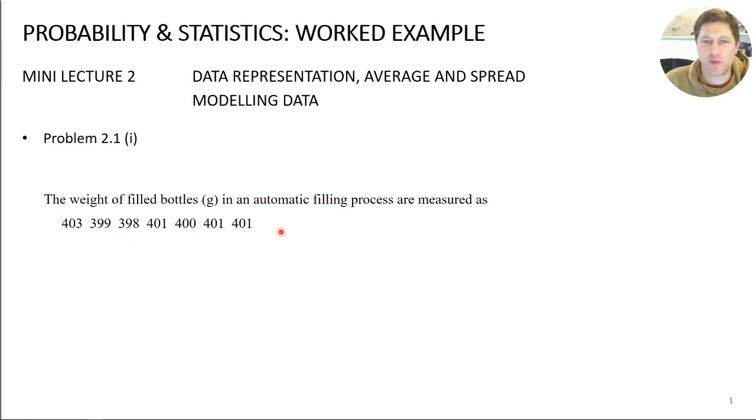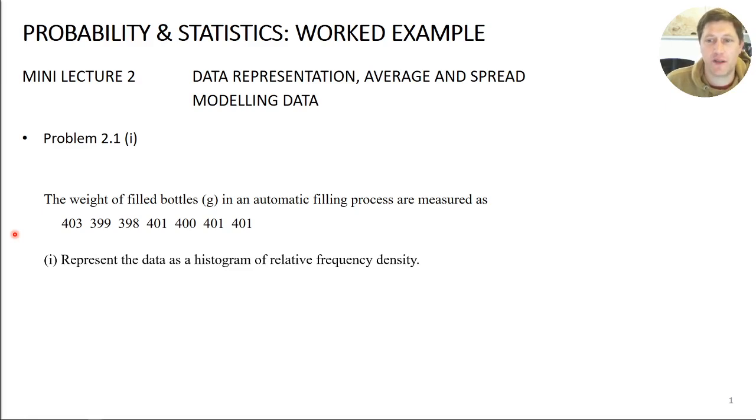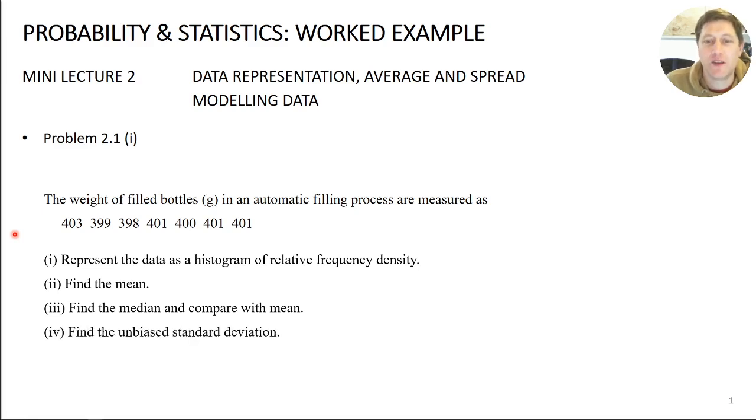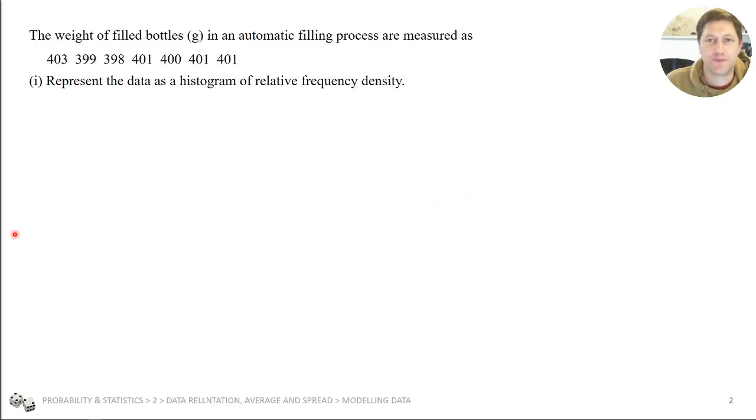So we've got 7 measurements. 7 measurements isn't very many, but the methods we use here obviously could be scaled up for a larger number of measurements. The question wants us to create a histogram of the relative frequency density, find the mean, find the median, compare these two, find the unbiased standard deviation and find the interquartile range, and again compare with the standard deviation.